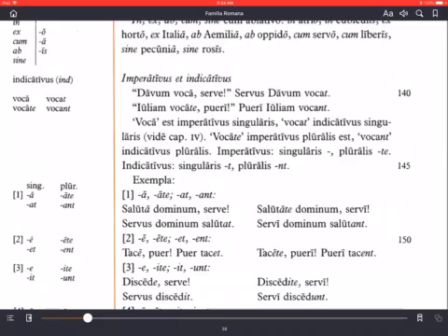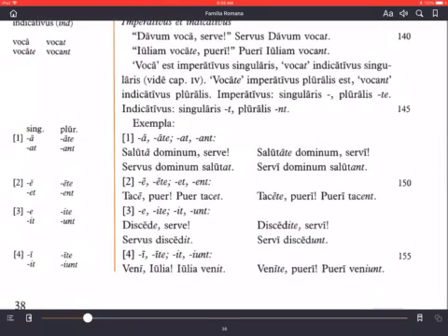So voca is the imperative singular command. Vocat is the indicative singular, the normal statement or question verb. Vocate imperativus pluralis est. Vocate is the imperative plural command. Vocant indicativus pluralis. Vocant is the indicative plural, which in other words is a normal statement or question verb in the plural. Imperativus singularis, and then they have just the dash, which means nothing. You don't add anything to it. Pluralis te. You add the te onto that stem. So voca would be a singular, vocate would be a plural, or audi singular, audite plural.